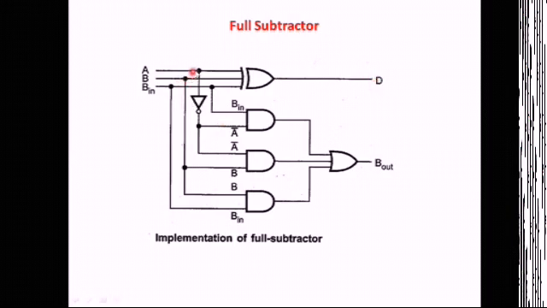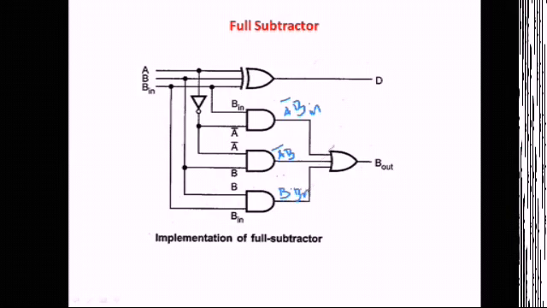Now from here A bar is coming. So from here what we will be getting, just write like this. Here we are using one inverter, and there are some AND gates, and there is an OR gate. From here, what we will be getting is A bar B in. Next, from here, we are getting A bar B, and from here we are getting B dot B in.